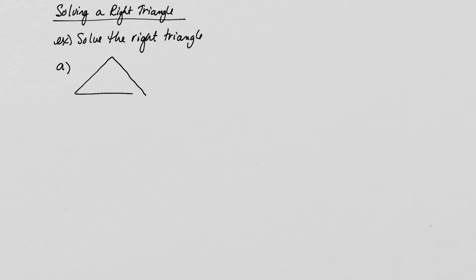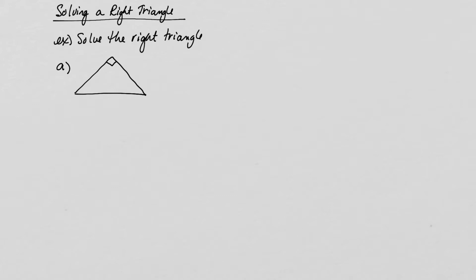So in these problems, we are going to look at solving a right triangle. When the instructions say solve the right triangle, what they mean is they want you to find all of the missing sides and angles. So for example, the first one here, maybe my right triangle looks like this.